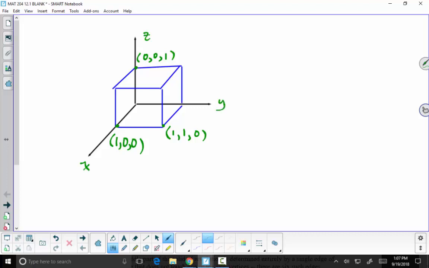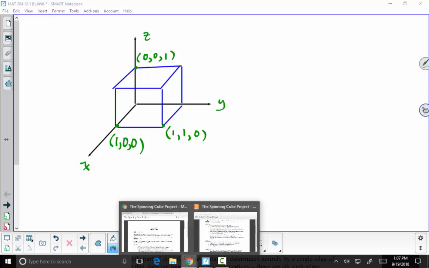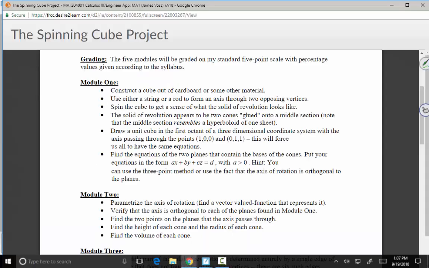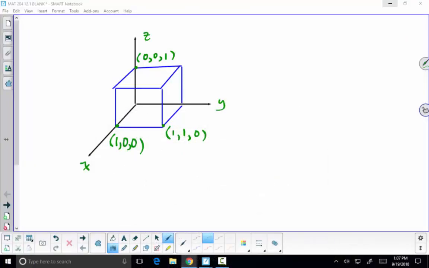And in the module, I say to put your axis through (1, 0, 0) and (0, 1, 1), so we all are using the same points. The 2 points that we are putting our axis through, there and there. So our axis will go right through those 2. And then we spin it.